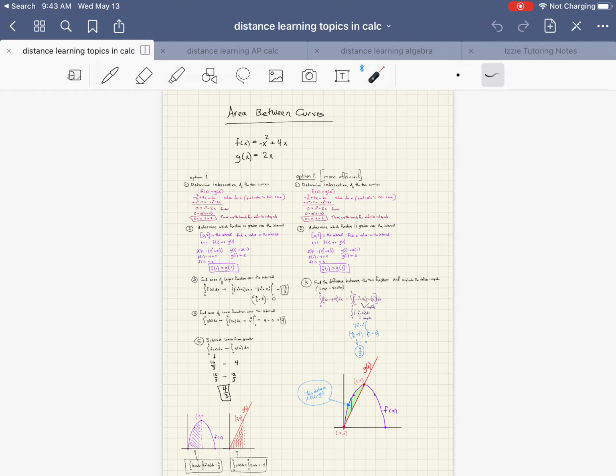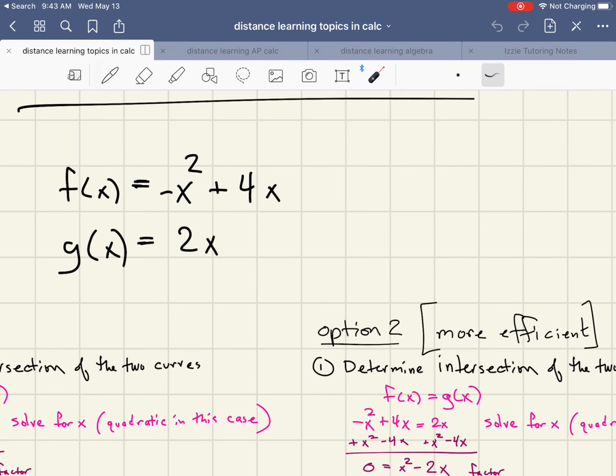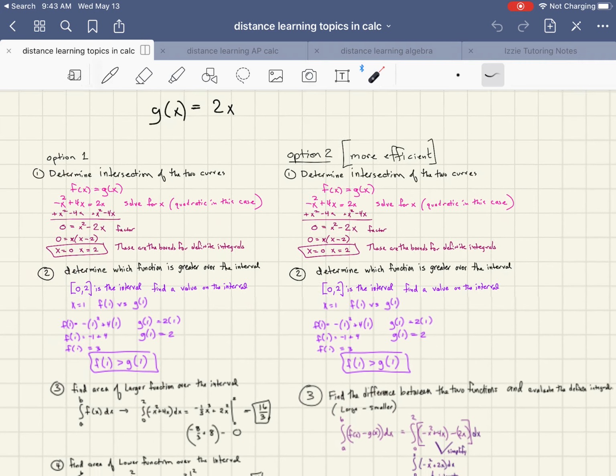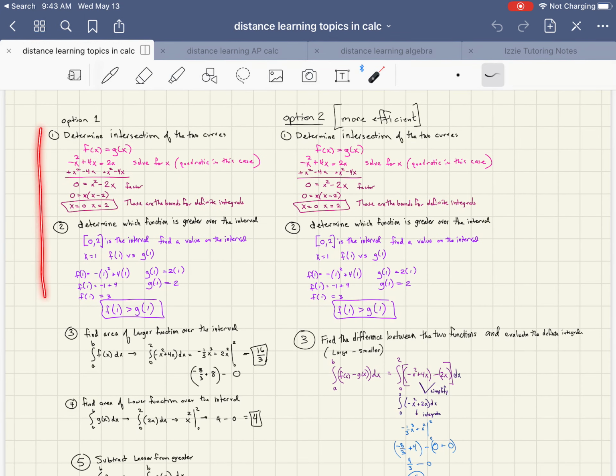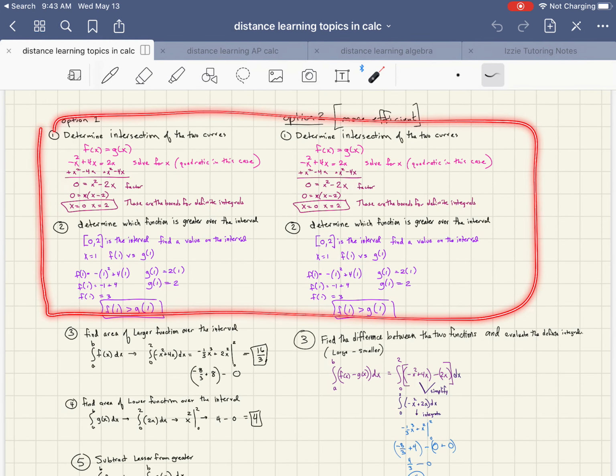This is a video on finding the area between two curves. So I have two functions here, f and g. F is negative x squared plus 4x, and g is just simply 2x. And we're going to do two options, and you'll notice that steps 1 and 2 are identical.